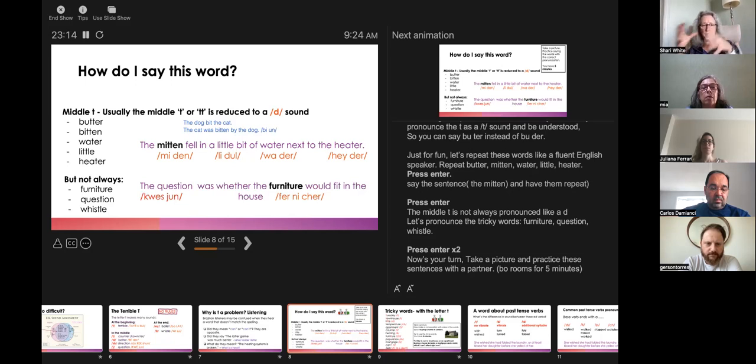So now let's repeat it. I'll break it up. The question was whether the furniture would fit in the house. Remember the TH sound in whether. So let's do that again. Now you're practicing the T, not the T sound, but the sound that T makes, and the TH from last week. The question was whether the furniture would fit in the house. That was great. Okay, any questions? Furniture.